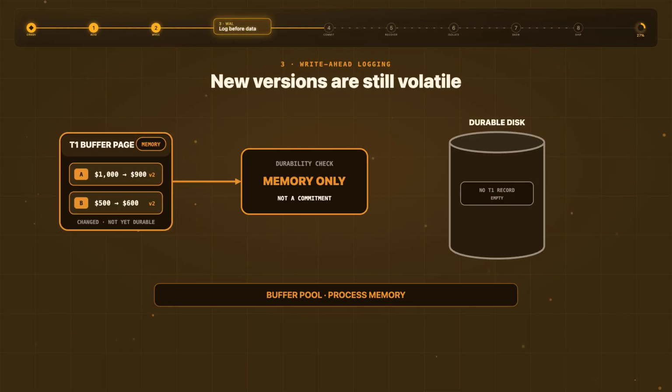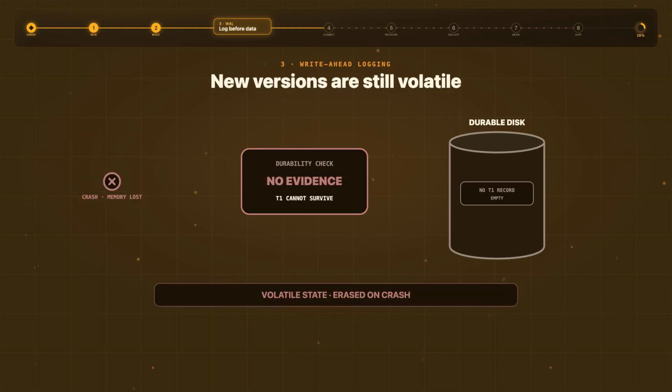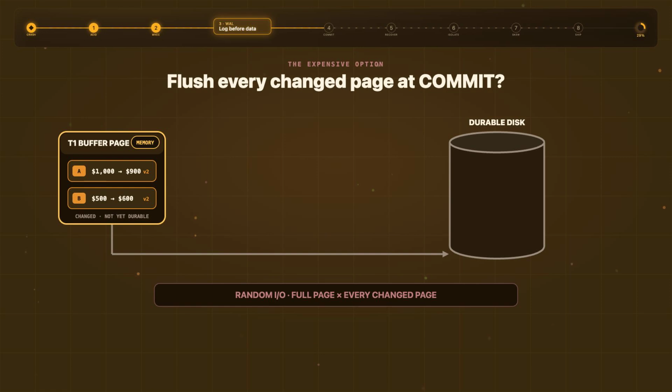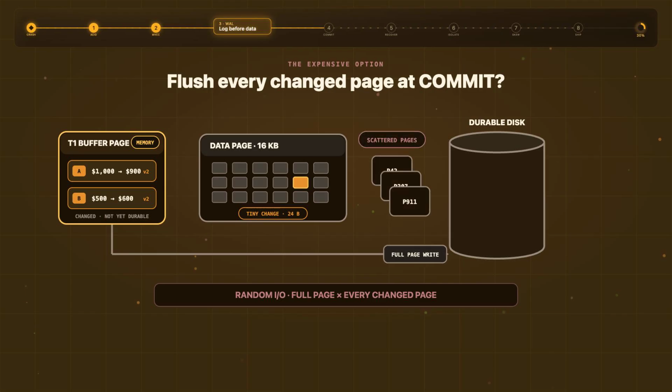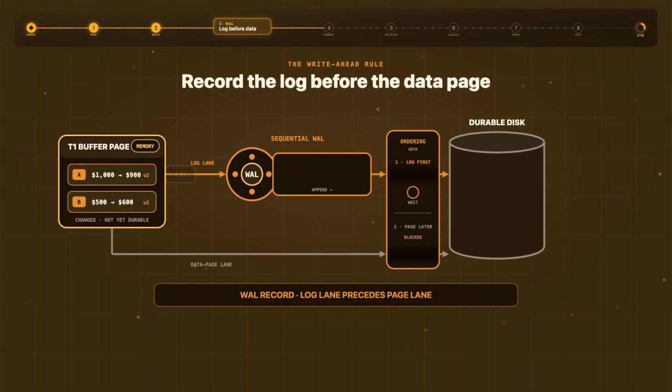Now T1 has produced new versions for both accounts. Perhaps those changed pages are still only in memory. If the machine crashes, memory disappears. Writing every changed data page to permanent storage at each commit would be painfully expensive. A page might be much larger than the tiny change inside it, and one transaction may touch many pages scattered across disk. Databases use a different rule.